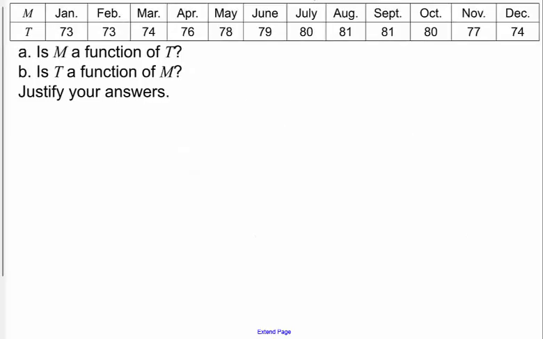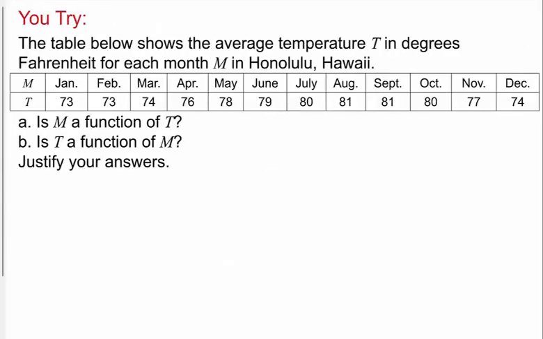Okay, here's a you try example. It says the table below shows the average temperature T in degrees Fahrenheit for each month in Honolulu, Hawaii. Is M a function of T? M is the months. Is T a function of M? Justify your answers. Pause the video. Try it out for yourself. See if you can get the answers. And then when you unpause the video, I will see if you were correct.